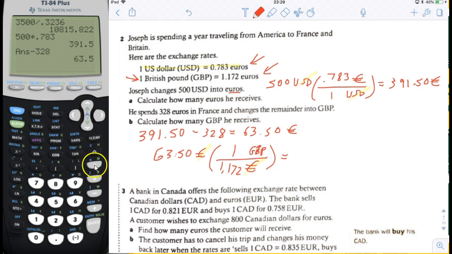So we got 63.5 divided by 1.172, because I'm going to do 63.5 times 1 GBP, but times 1 doesn't do anything, so I'm not even going to do it. And my answer is 54.18 GBP. And why did I stop at 1.8 instead of going on to 0.88? Because, remember, for math studies problems in currency, we just want to do the hundredths to the cents.